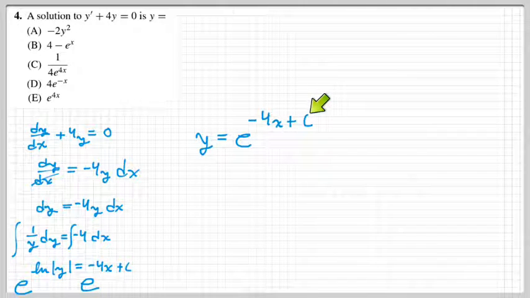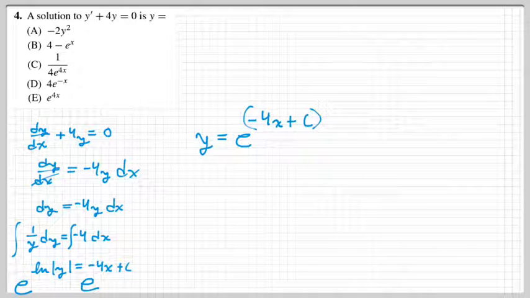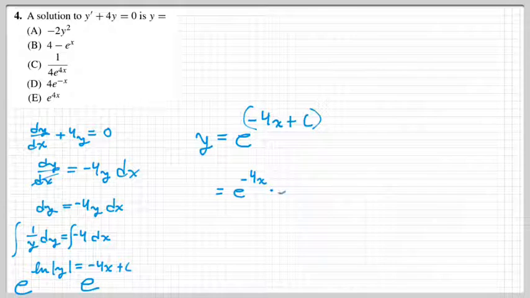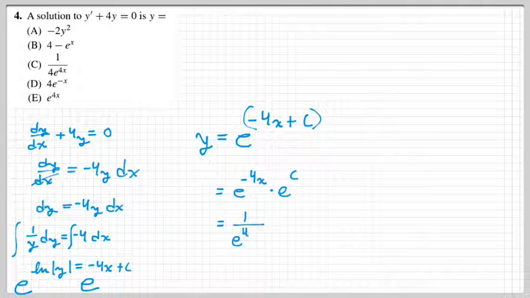Now we don't know what the c is, but we have to pretend it is a number, but we don't know what number to pretend it to be. Anyways, whenever you have addition inside of an exponent, remember that you can split it up by writing the base twice. So you have e to the negative 4x times e to the c. And then if I wanted to simplify it just a little bit more, I would write 1 over e to the 4x times e to the c.